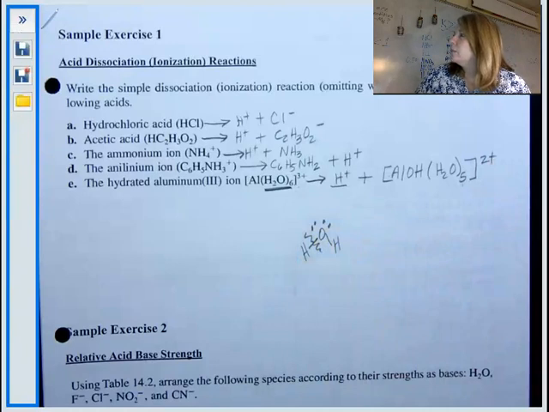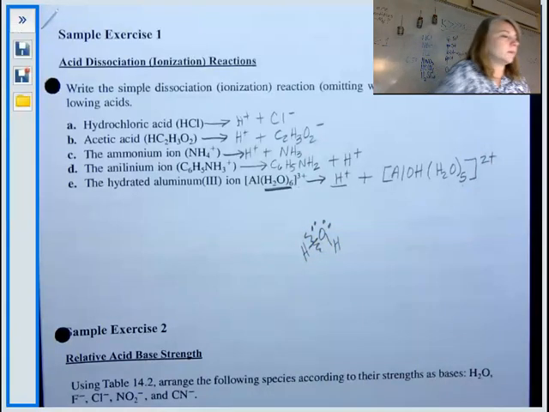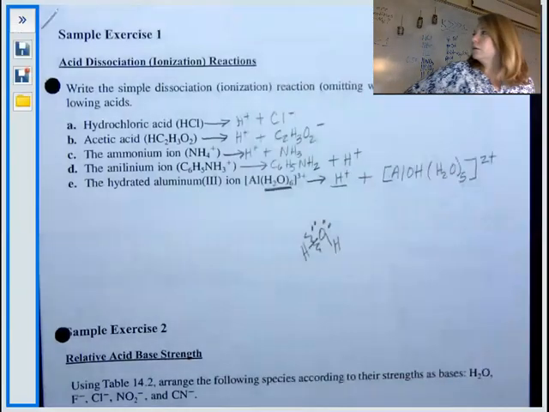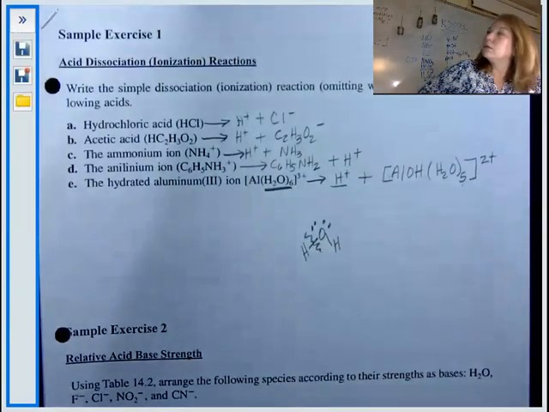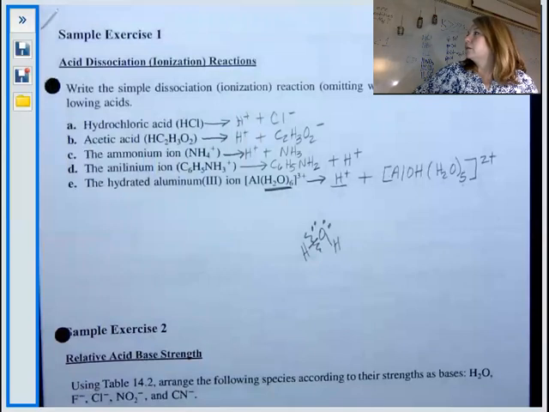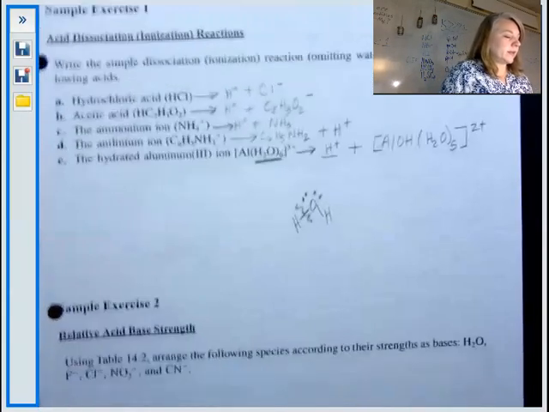I feel like we should be able to see this a little bit better. Is that helping? I don't think it's helping. All right. Okay, let's look at that next exercise.